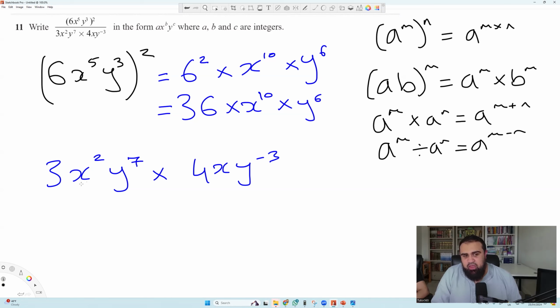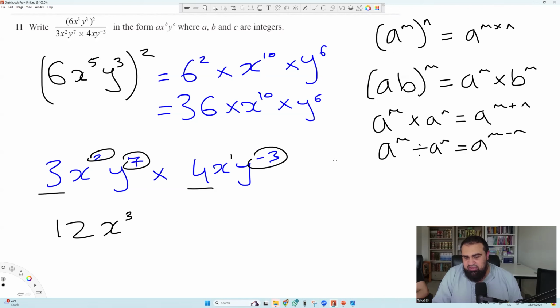Well, 3 times 4 is 12. X to the power of 2 times x to the power of 1 is just x to the power of 3. And then y to the power of 7 times y to the power of minus 3. Remember, when you're multiplying powers, you add them. So 7 plus minus 3 gives you 4 because you get 7 minus 3.